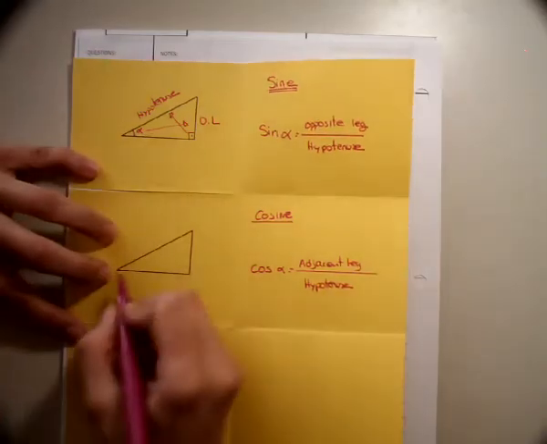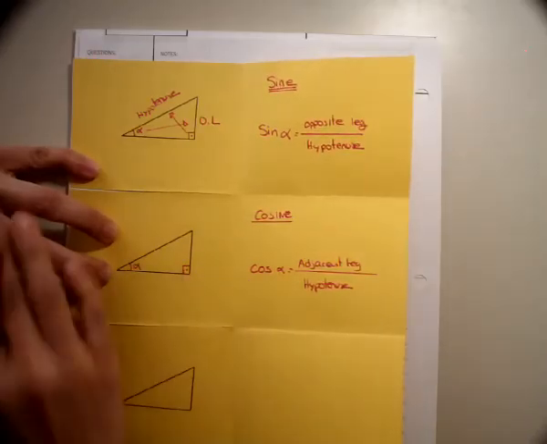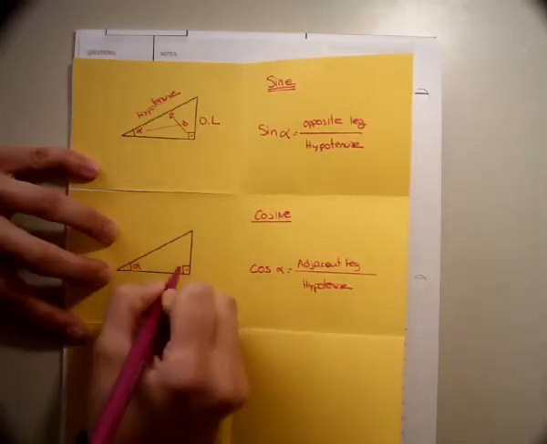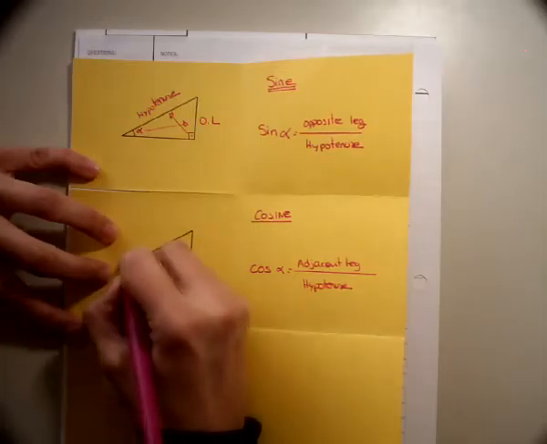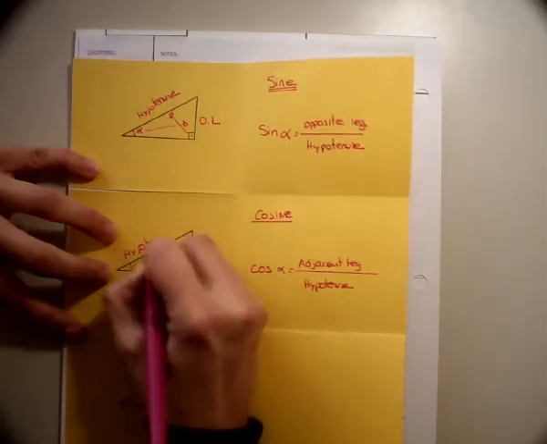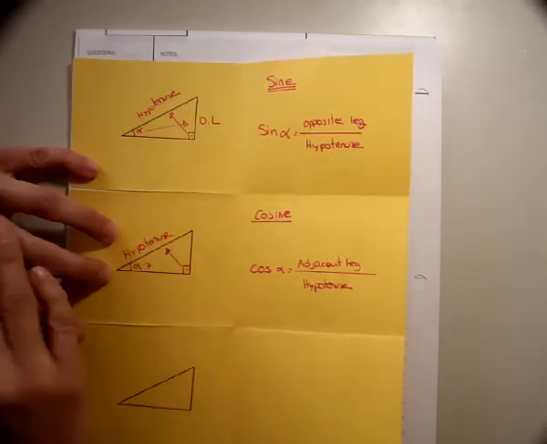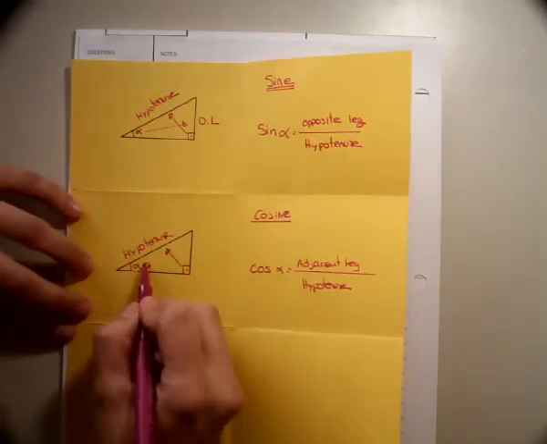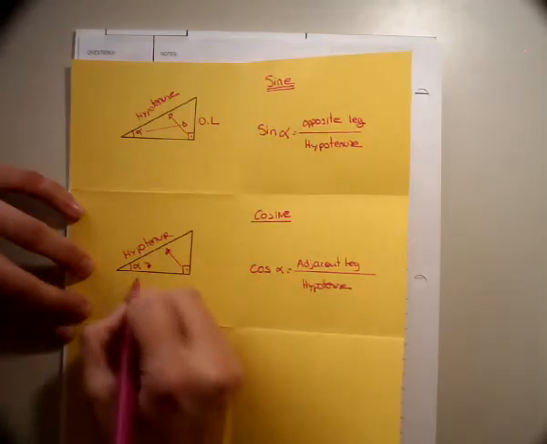Let's sketch here again. This is our acute angle of reference, and our 90 degrees angle. The one that is in front of the 90 degrees angle is called the hypotenuse. And the one that is touching, on one side of our acute angle, is our adjacent.